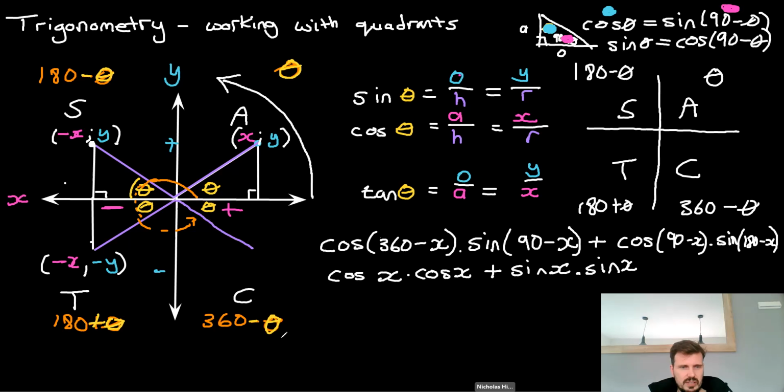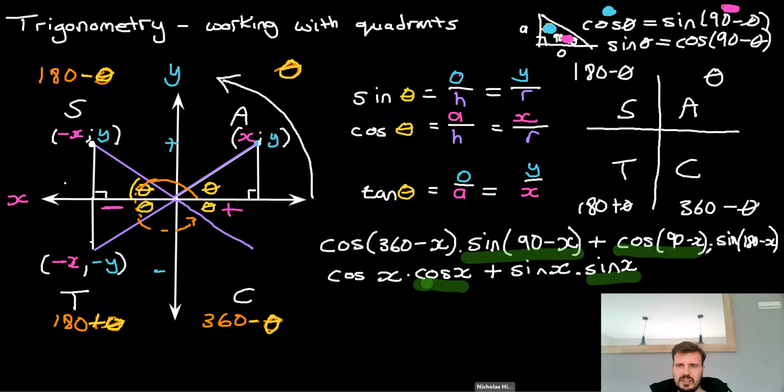I'll highlight the ones where I used quadrants. So these two here, I did not use quadrants. These two use the idea of complementary angles, where sine 90 minus x is the same as cos x, and cos 90 minus x is the same as sine x. So I put these in just to refresh our memory on those, that you learned last year.